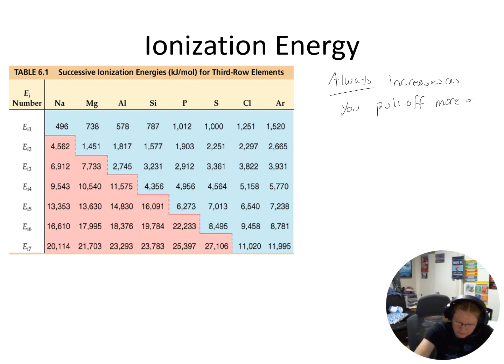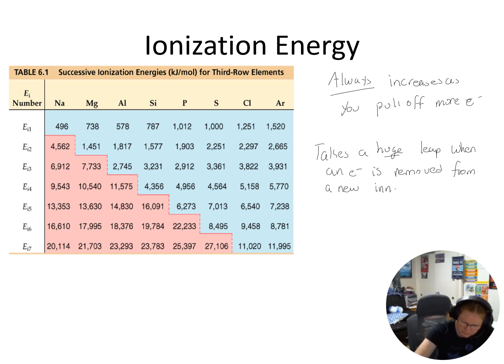It always increases as you pull off more electrons, and then it takes a huge leap when an electron is removed from a new inner shell. In blue are the valence, and in red are the core or inner electrons.